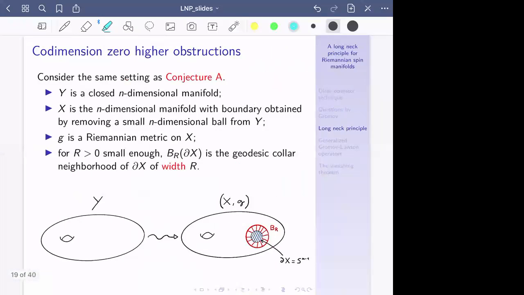All right, and now we consider the same setting as the conjecture A by Gromov. So in other words, we assume that Y is a closed n-dimensional manifold, and we remove a small n-dimensional ball, and in this way we obtain a manifold with boundary X, and we put a Riemannian metric g on X, and for r small enough, B_r is a geodesic collar neighborhood of the boundary of X, of width r.